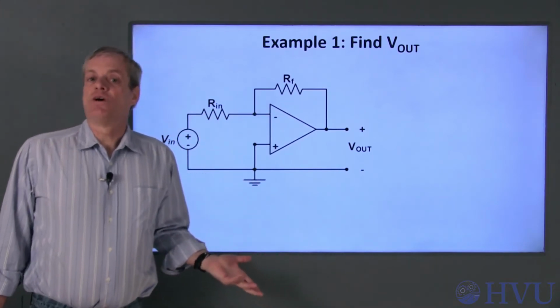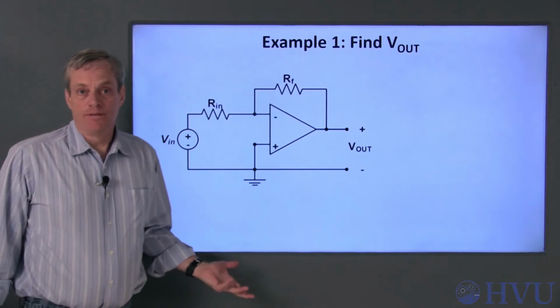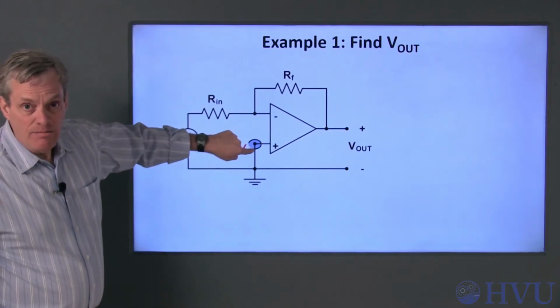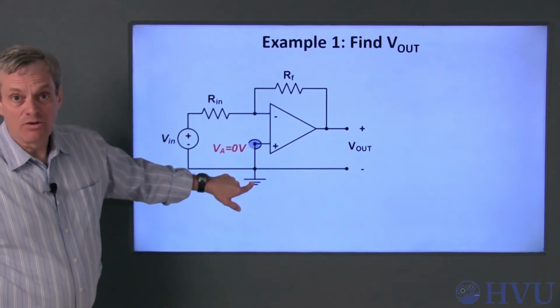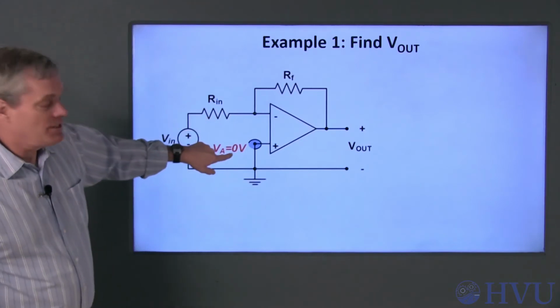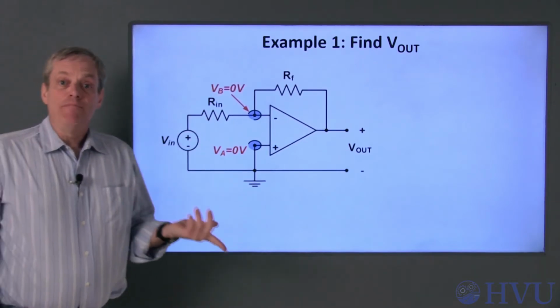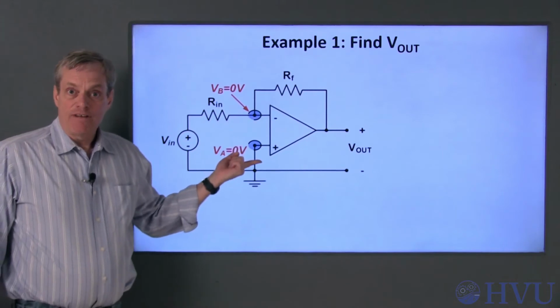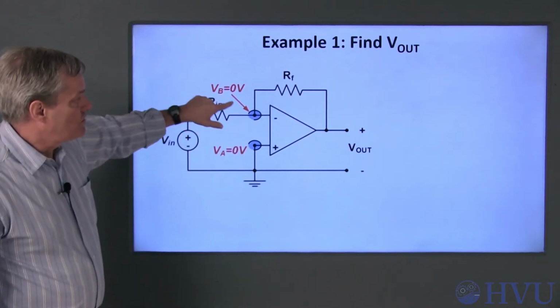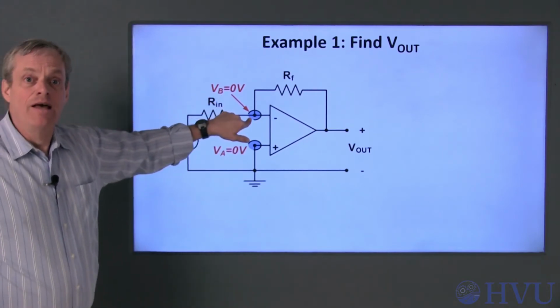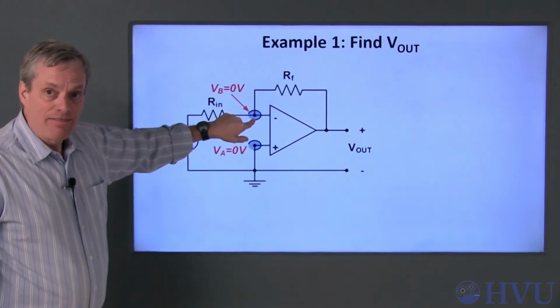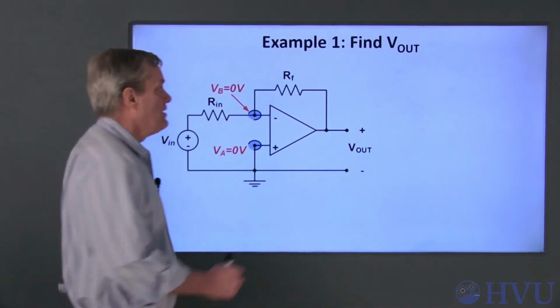First, let's take a look at what we know about the input voltages. The non-inverting input terminal is connected directly to ground, so we know that that voltage is 0 volts. That means that since the input terminals have to have the same voltage, this node's voltage is also 0 volts. Now I'll apply KCL at this node and see where that leads.